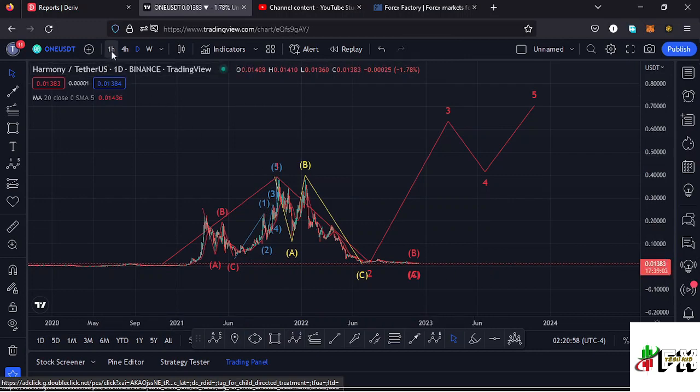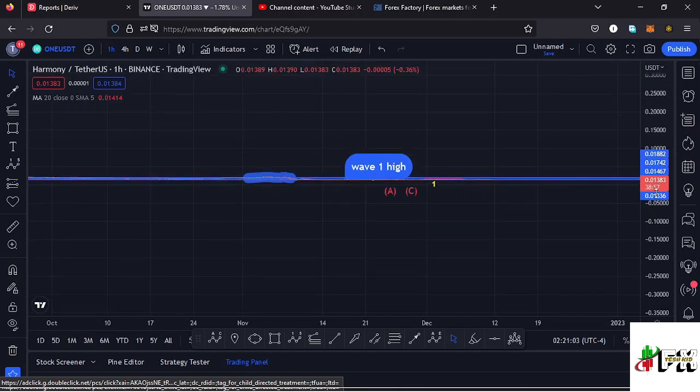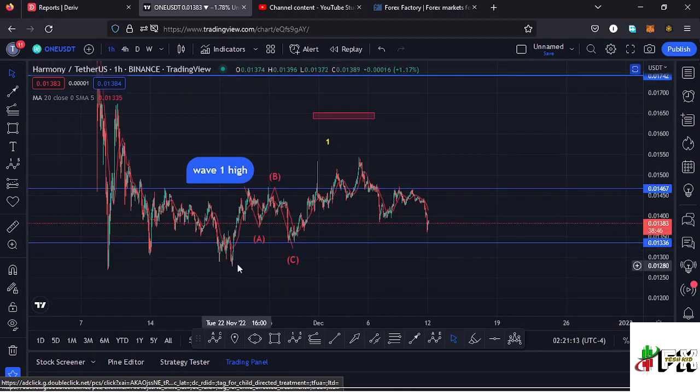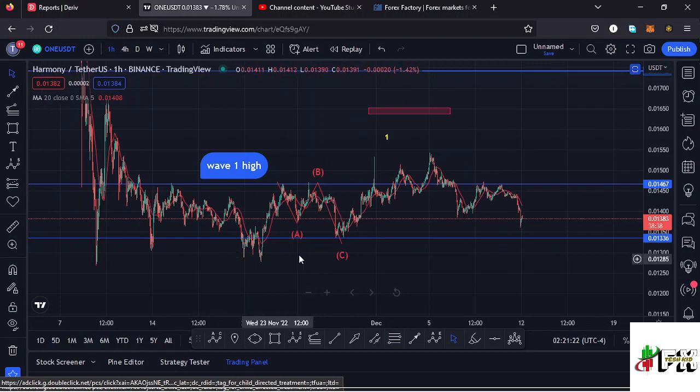And jumping to the 1 hour chart for further analysis and also to give you the short-term scenarios that I expect to play out. Here on the 1 hour chart, you can see that we made our low at around the $0.012 mark right here, and after seeing that low, we have been seeing a very nice bounce to the upside in a movement that has been obeying the Elliott wave structures.